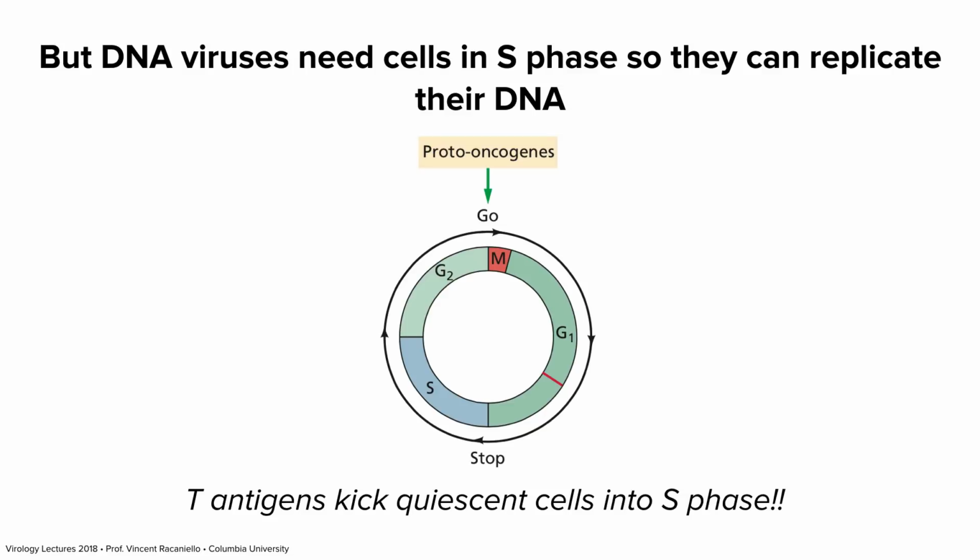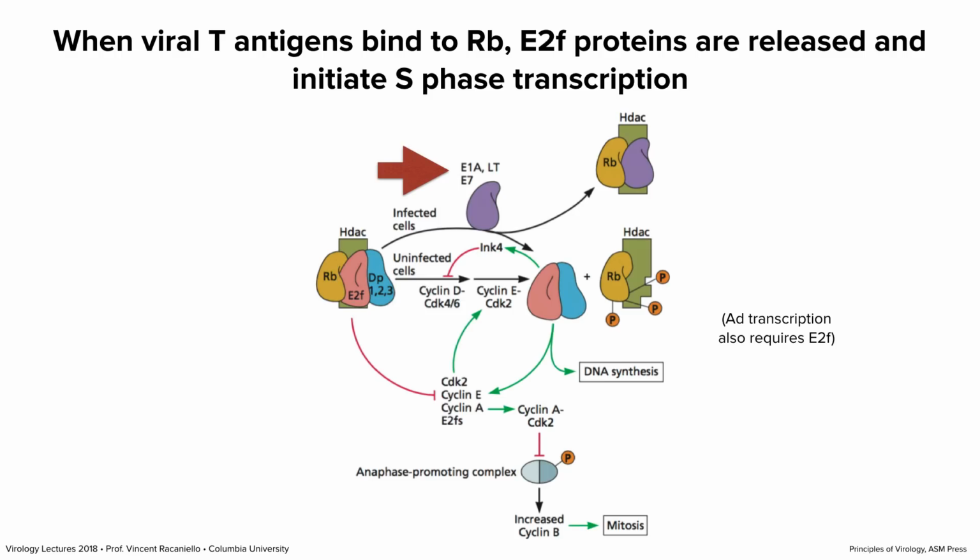Remember, though, that DNA viruses do not replicate in quiescent cells. So a cell in which RB is bound up to E2F is not dividing, and DNA viruses cannot replicate in them because the DNA synthetic machinery is not accessible to them. So they have to somehow get past that. And we talked several lectures ago about how T antigens push the cells into cell division. They push them past this checkpoint. How they do so is they bind RB.